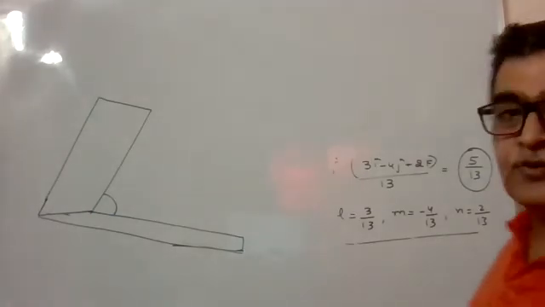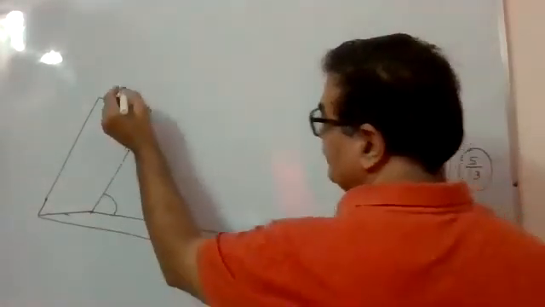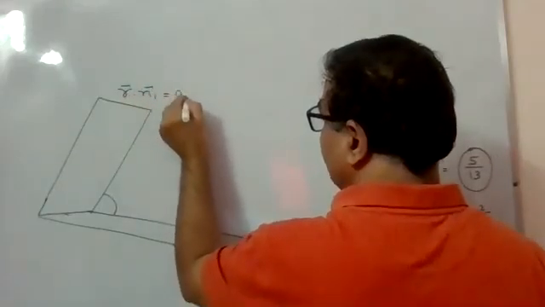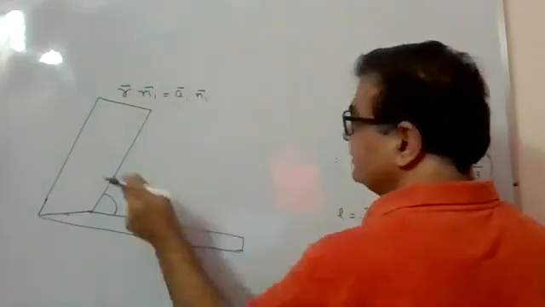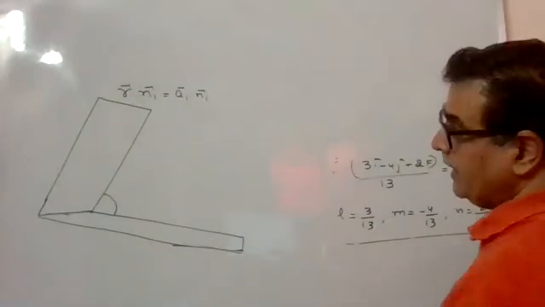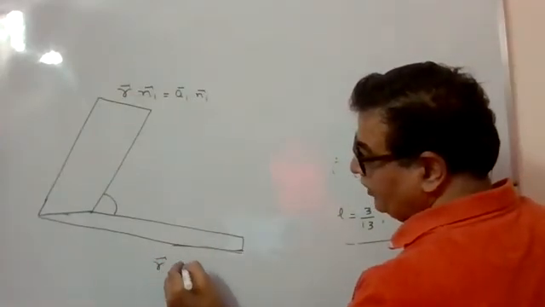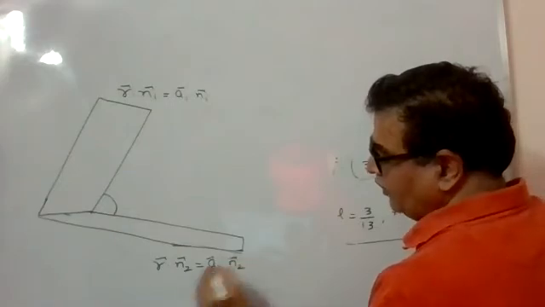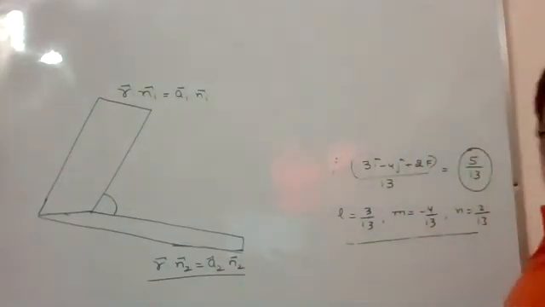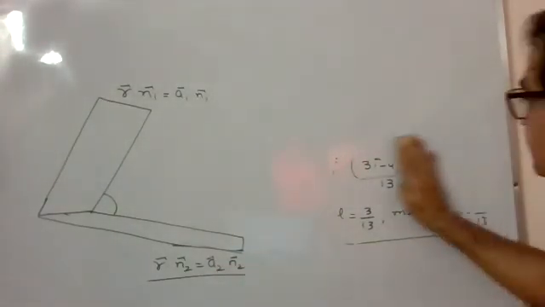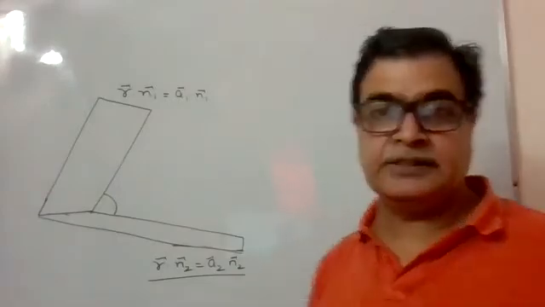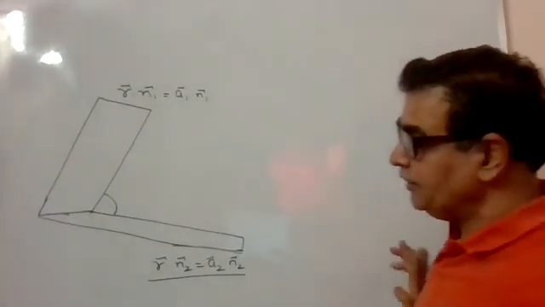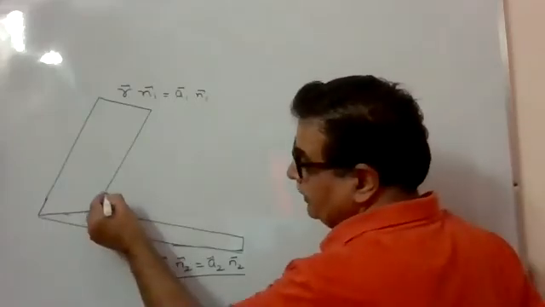The angle between the two planes we want, where one plane's equation is r dot n1 is a1 dot n1, and the other plane's equation is r dot n2 is a2 dot n2. So we have two planes and we have to find the angle between them.